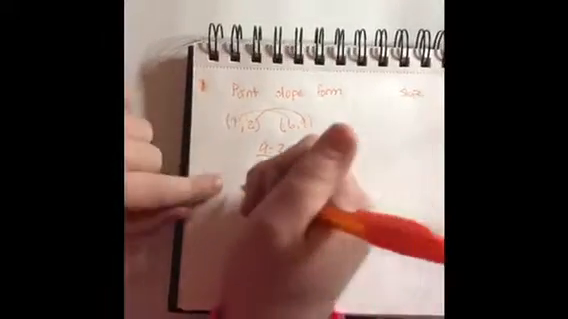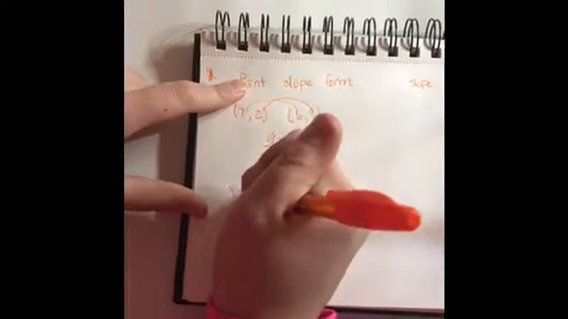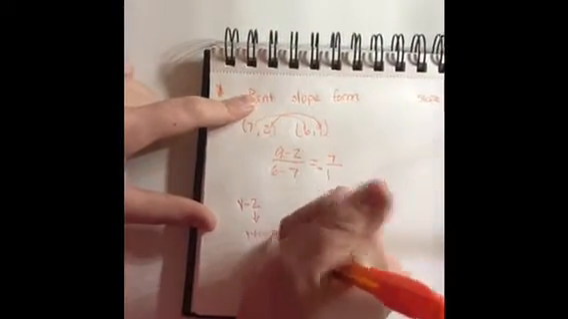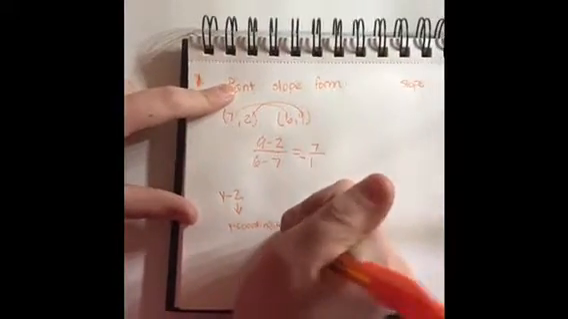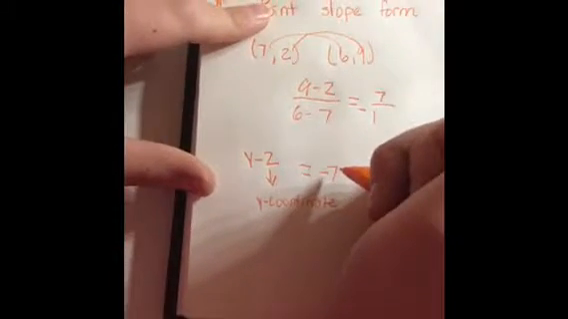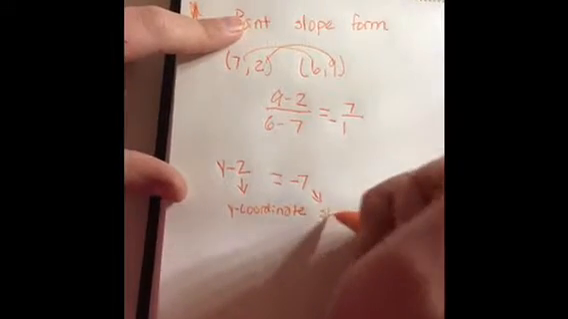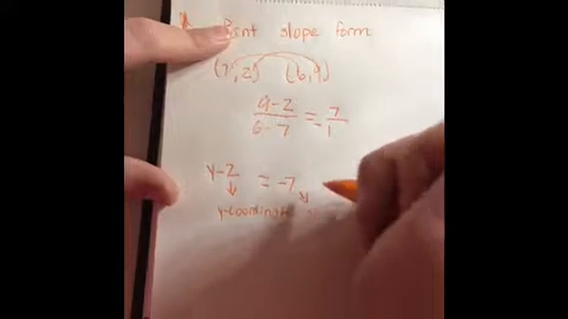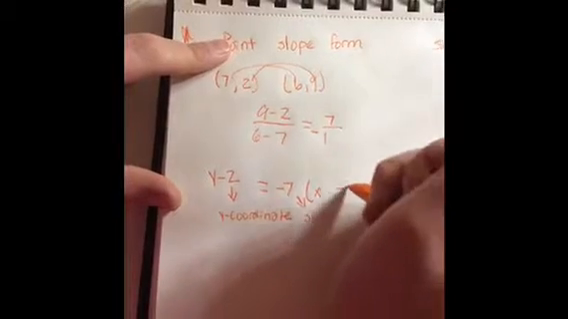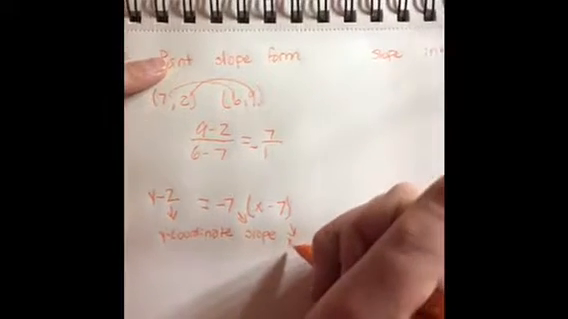So now to put it in point slope, we are going to have y take away 2, and this is our y coordinate. And that is going to equal negative 7, which you have to remember, that is going to be your slope. Do not forget that from the last part of the video where we had told you that. And you are going to have in the parentheses x take away 7. Remember, that is your x value, the x coordinates, should we say.